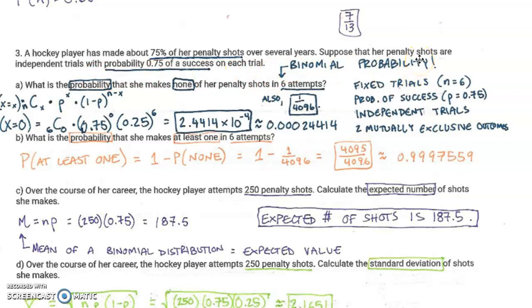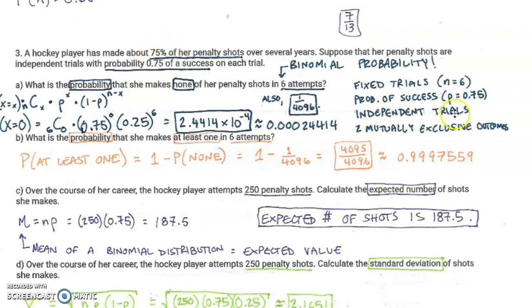And remember, there are 4 different things that we need in order for a situation to have binomial probability. We need fixed trials, a certain number of trials. We don't keep going until we succeed. We're saying, we're only going to draw 10 cards, or we're only going to take 6 penalty shots. The probability of success has to be constant. Every single time she takes a shot, the probability is 75% that she succeeds.